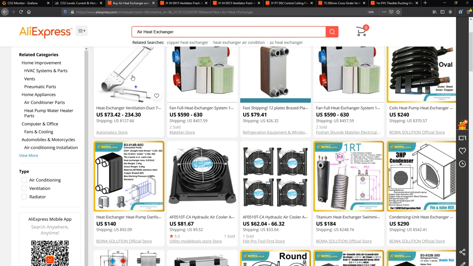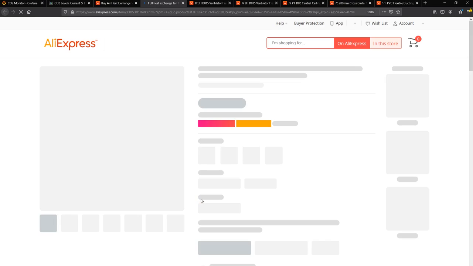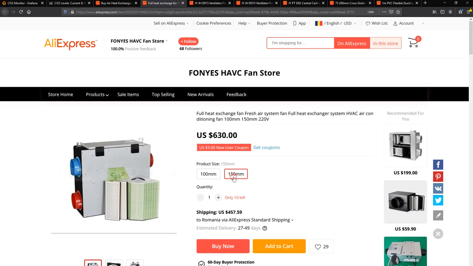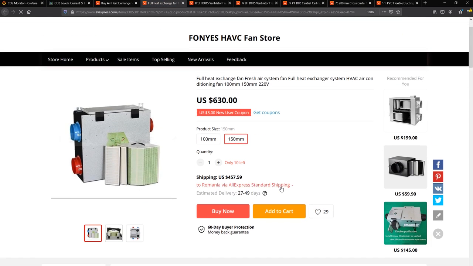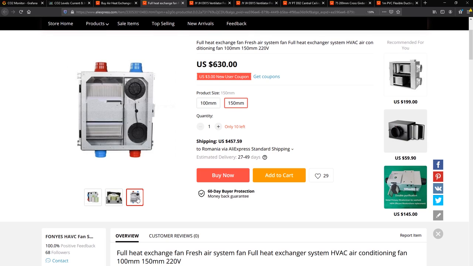It might be a good investment that could raise the quality of living in that space, but since I'm living in a rental apartment, I don't feel like investing in such a system that would require ventilation channels to be installed and possibly left behind when I move out of here.